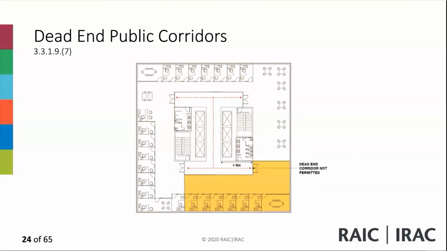Okay. So that's 3.3.1.9 (7). This is basically the code section related to that. Except for a dead-end corridor that is entirely within a suite or as permitted by the other referenced sentences, a dead-end corridor is permitted provided it's not more than 6 meters long. So if you want to see the exemptions, you have to go to the specific occupancy and know it.